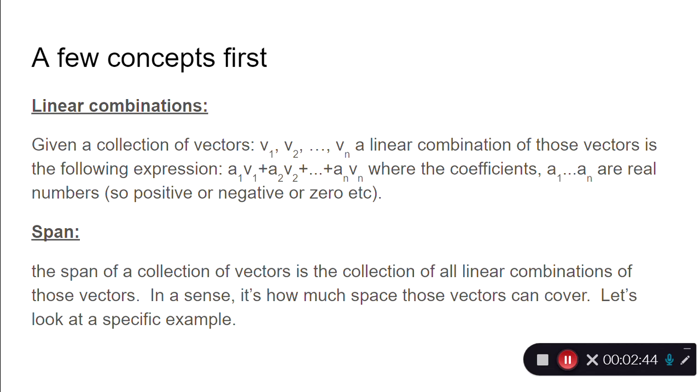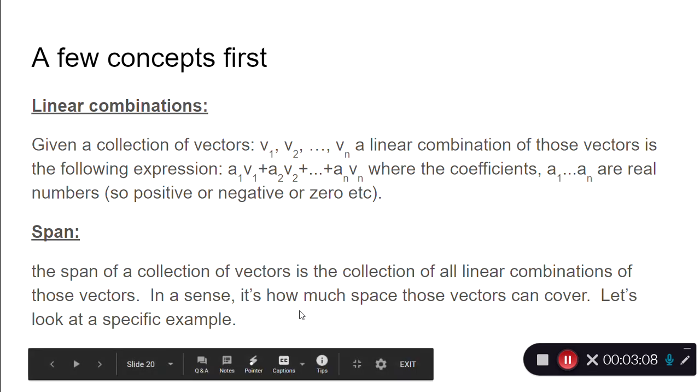What's a linear combination? Well, you have a bunch of vectors, and you add multiples of them together. So here we have n vectors. If I take multiples of them, so a1 is just some number, a2 is a number, an is a number, and add them together, that's a linear combination. That's it. The span of vectors is the collection of all such linear combinations. So how much space do these things take up?